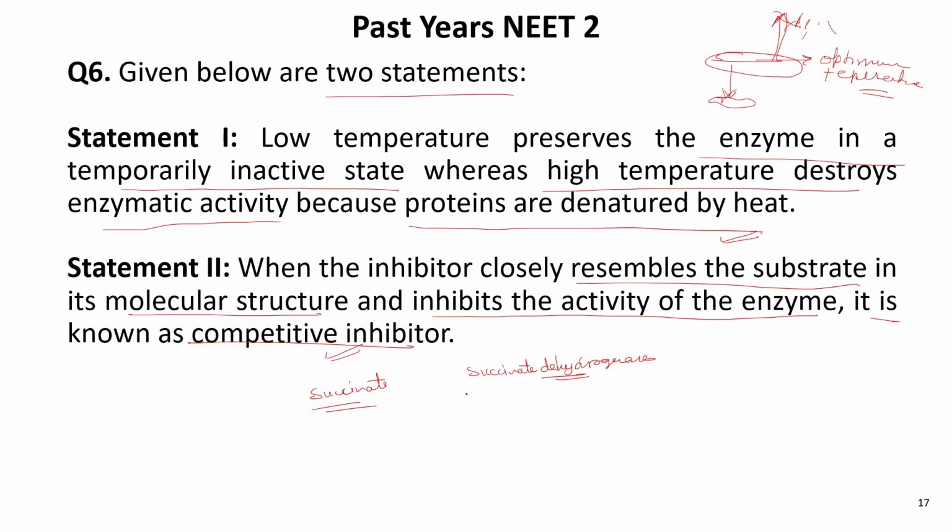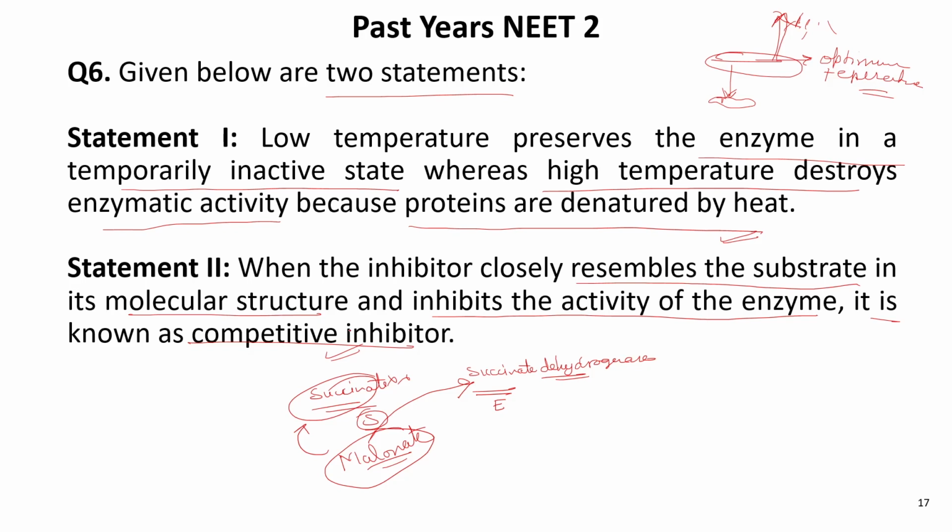So this is a substrate and this is the enzyme. Now there is an inhibitor, malonate. It totally resembles this succinate. So what happens when malonate comes is that it joins with the succinate dehydrogenase and does not allow the succinate to join with the succinate dehydrogenase and form the product.